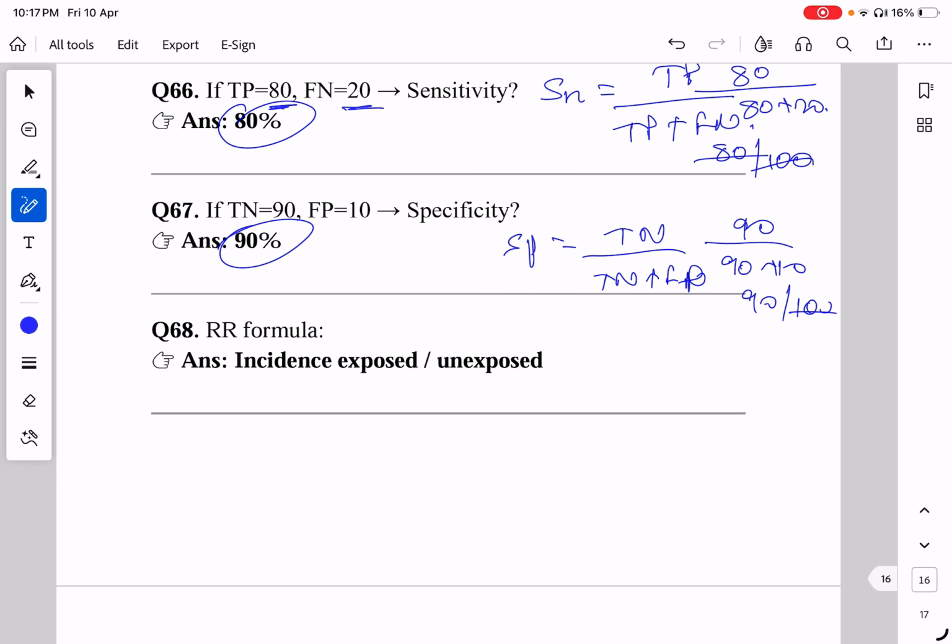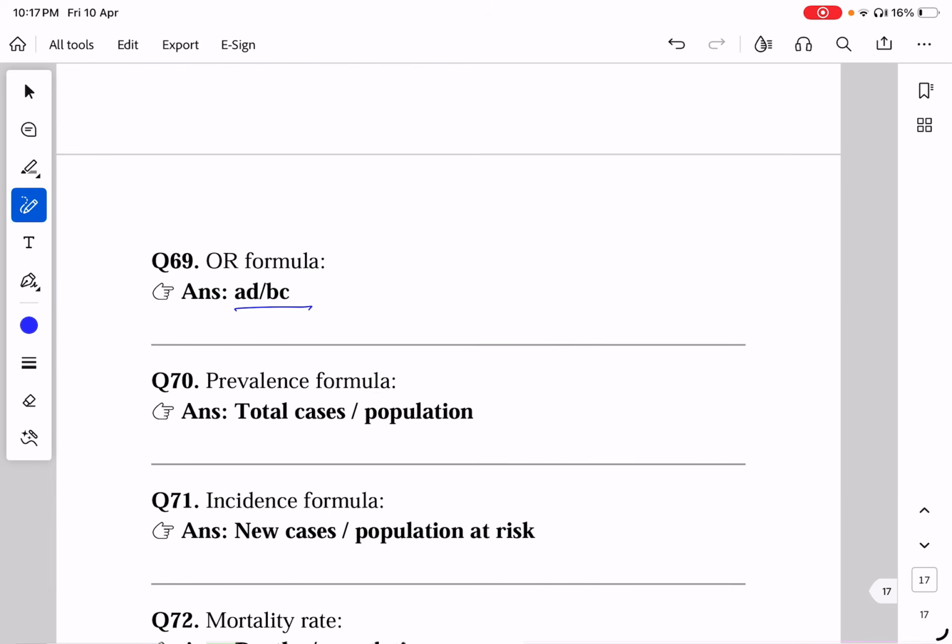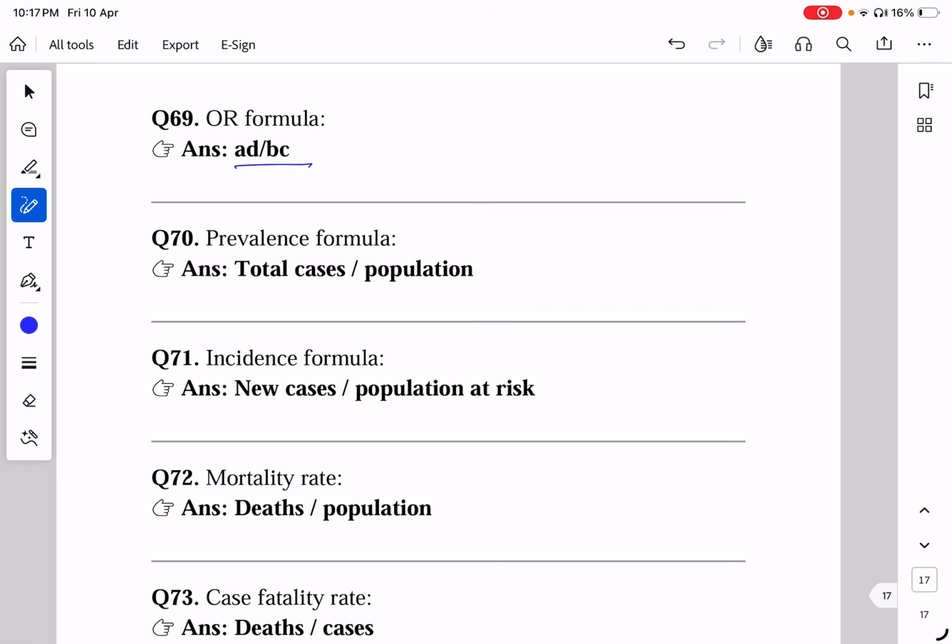Very easy calculation. RR formula: incidence in exposed upon unexposed. Odds ratio formula: AD upon BC, using the table with A, B, C, and D. So odds ratio is AD upon BC. Prevalence formula: total cases upon population. Incidence formula is new cases upon population at risk.